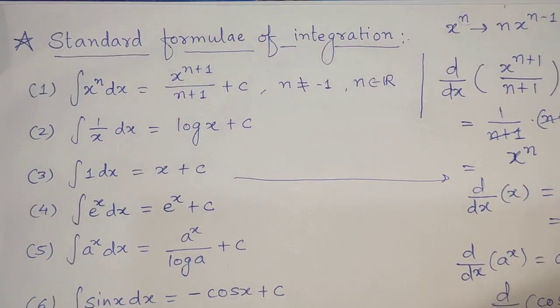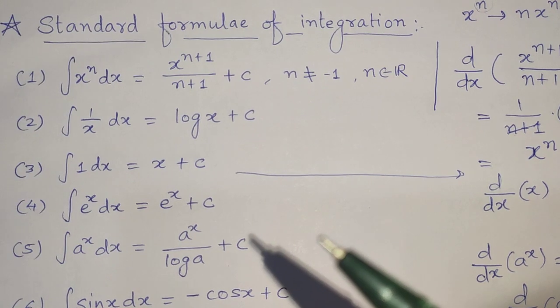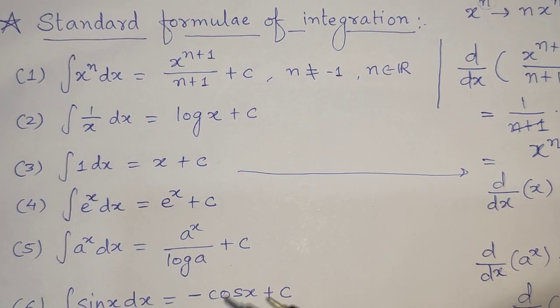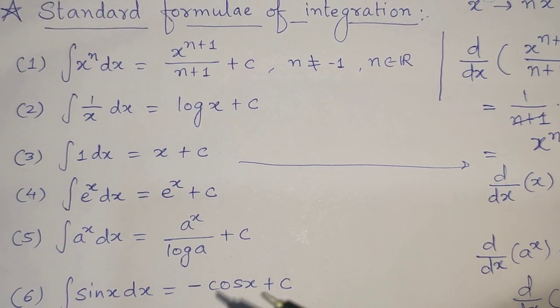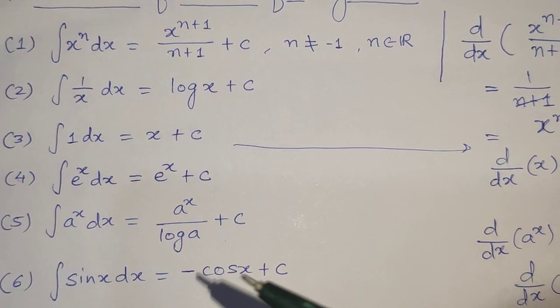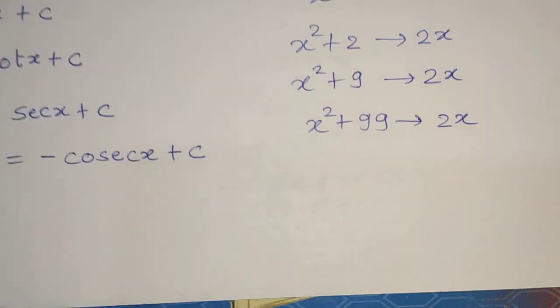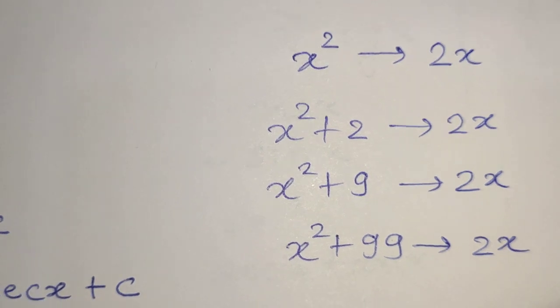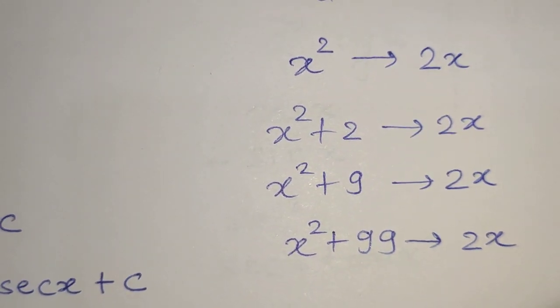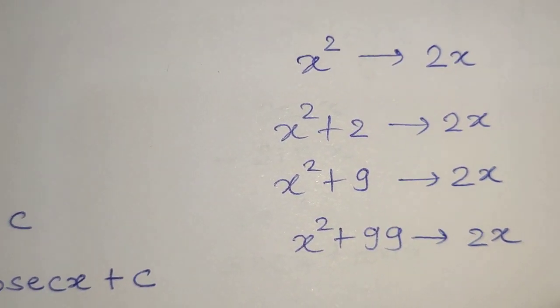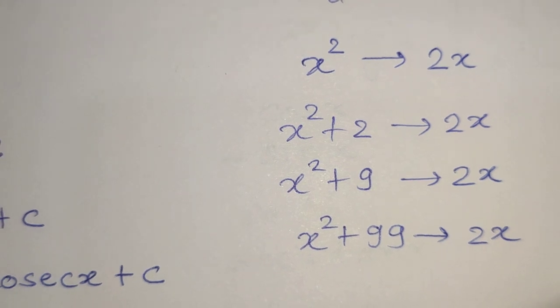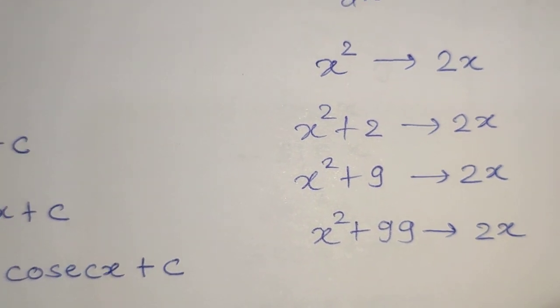So the easiest way to remember the standard formulas of integration is to just reverse the formulas of differentiation. And why are we adding plus c? Because it is the constant of integration. As you can see here, the integration of 2x can be x square plus 2, x square plus 9, x square plus 19, maybe any constant will be there. So that's why we are adding plus c.